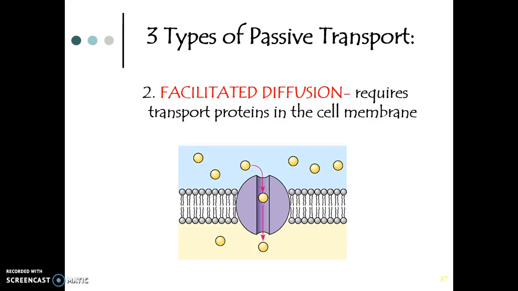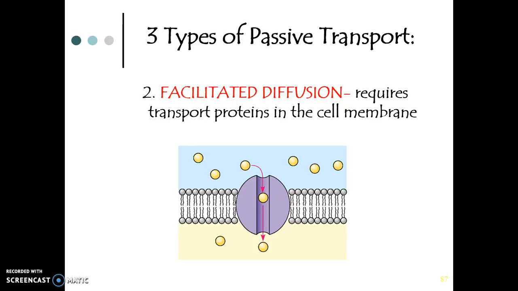Our second type of passive transport is called facilitated diffusion. These molecules are going to be a little bit bigger, so they can't just go right through the plasma membrane. They need some help. They need a facilitator. That's what a facilitator is. It's someone that just helps you out.